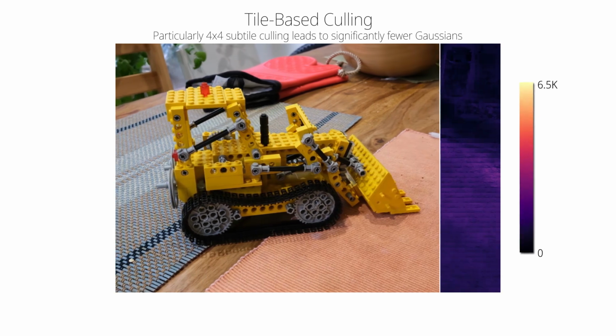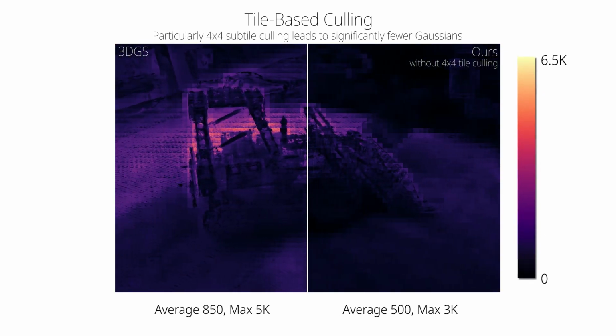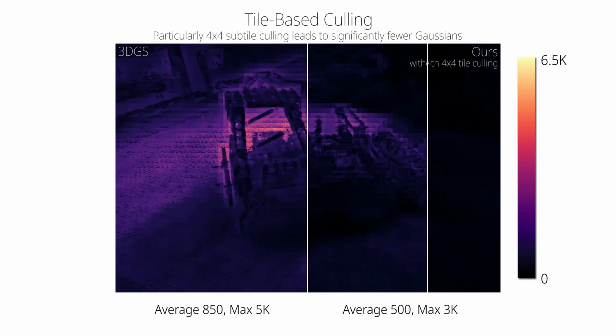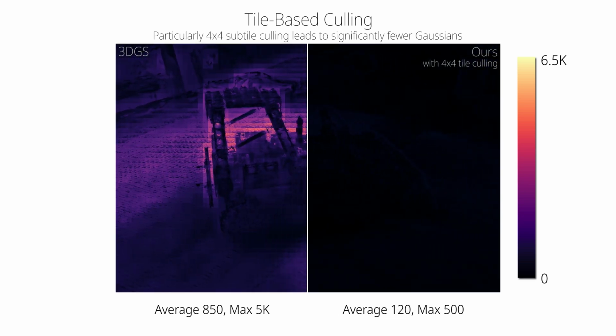Here we visualize the number of Gaussians which are considered for each pixel. Tile culling is able to reduce the number of Gaussians effectively. When additionally enabling culling for 4x4 subtiles, the Gaussian count is reduced drastically.